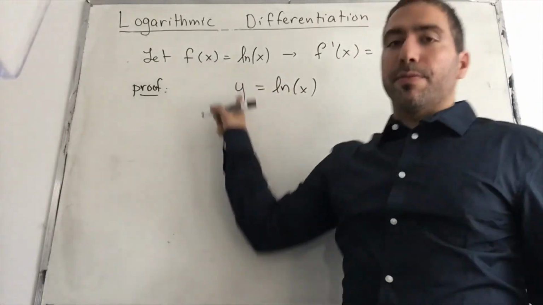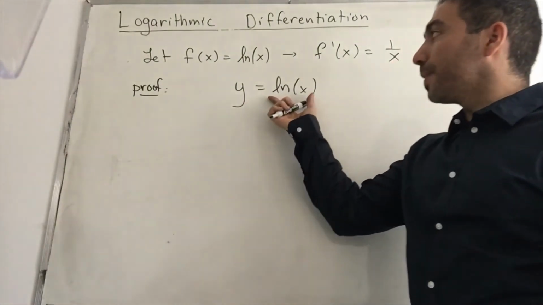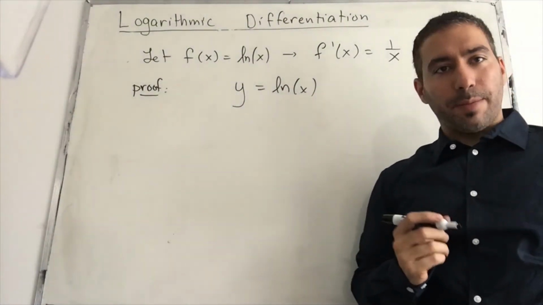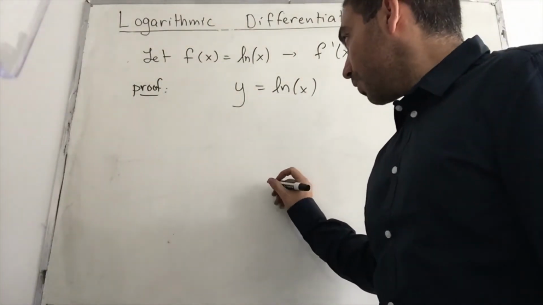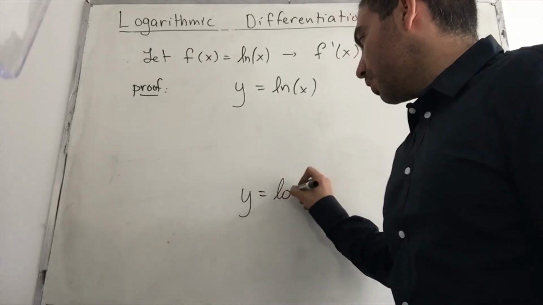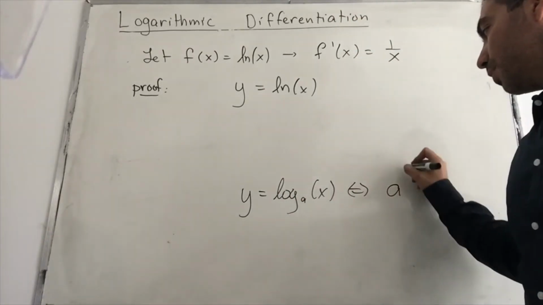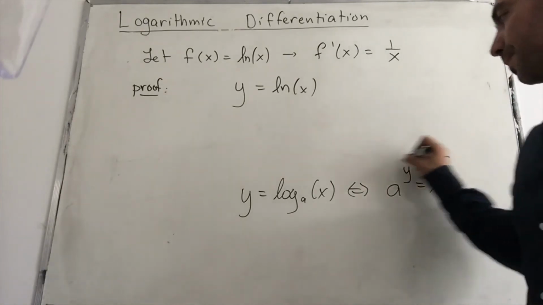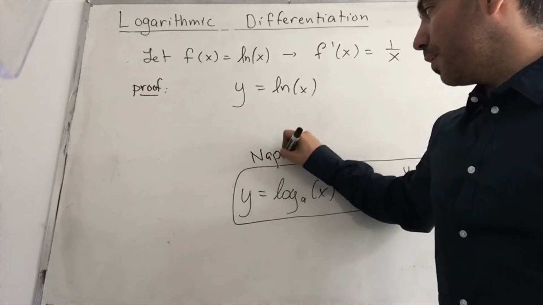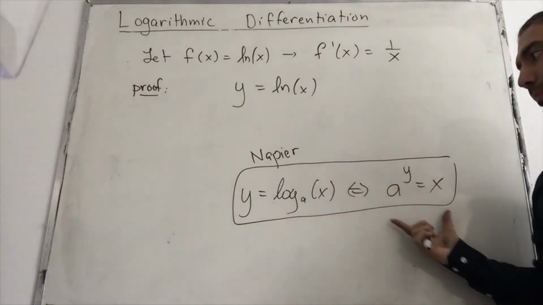So I'm replacing my f of x with y. And from this, we're going to change this, which is in logarithmic form, to exponential form. We've seen this formula, we used it in high school. It's called Napier's formula. So it looks something like, here, y equals log base a of x is equivalent to saying a to the y equals x. This is another log property you have to know, Napier. Well, it's a definition. This is how you convert from logarithmic form to exponential form, and back and forth.